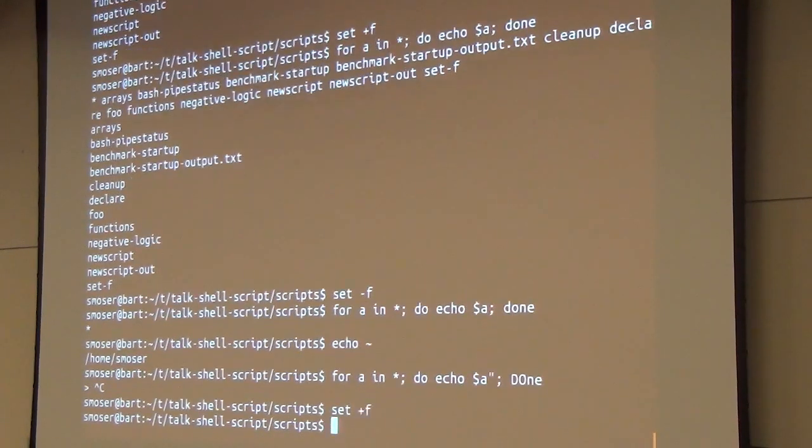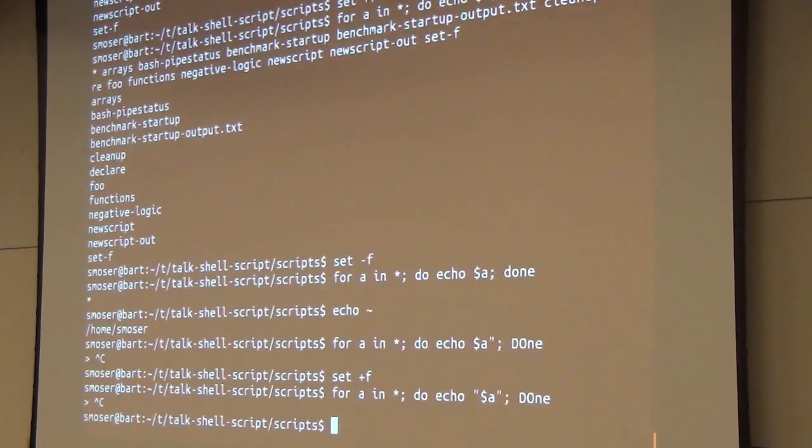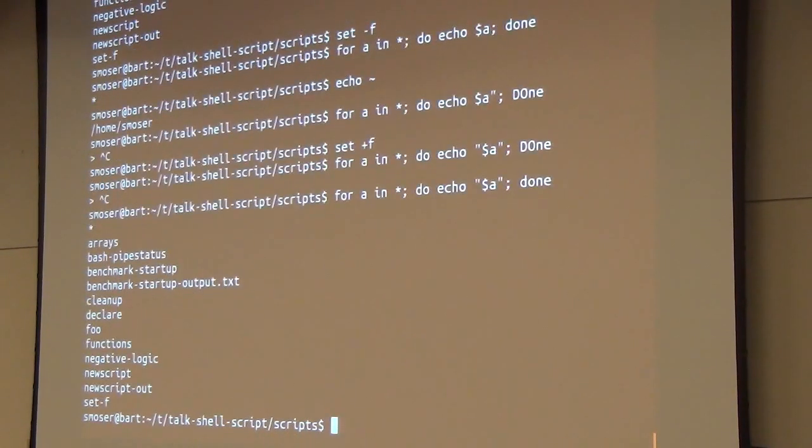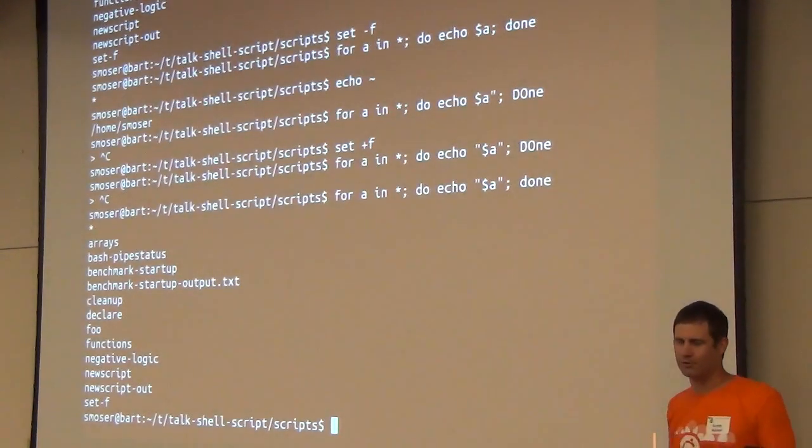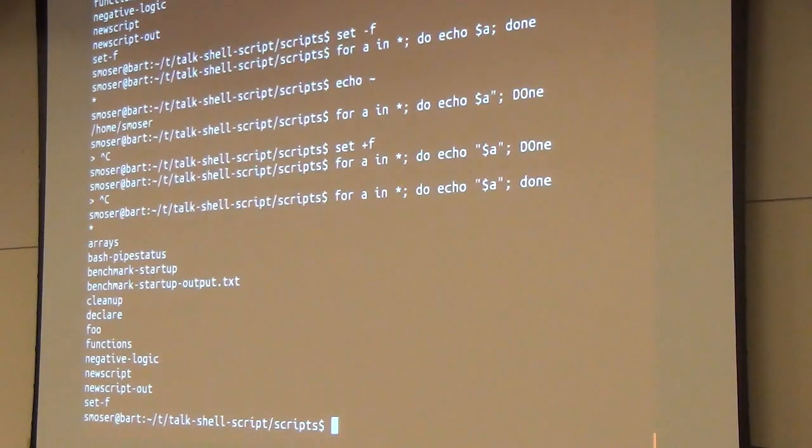Set plus F. This is also safe, I think. Most of the time when you see problems in people's programs, either set minus F shell expansion got them, or they need more quotes. You read that advanced Bash scripting handbook, and throughout it says use more quotes. That's generally the problem.